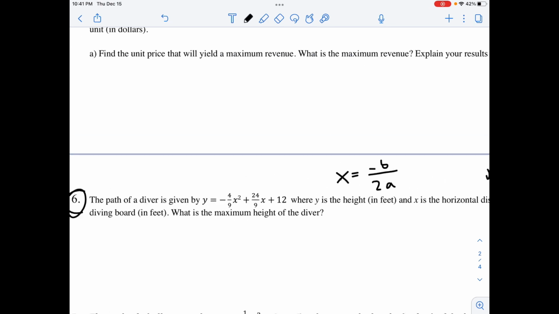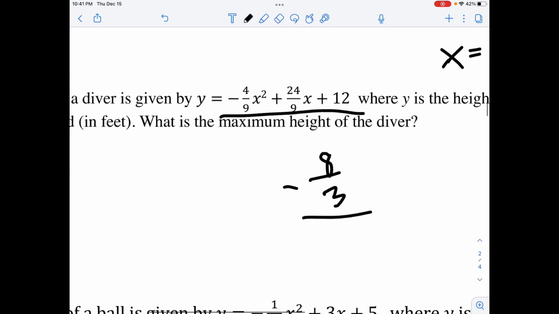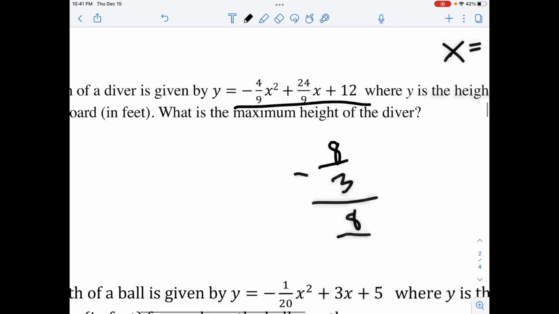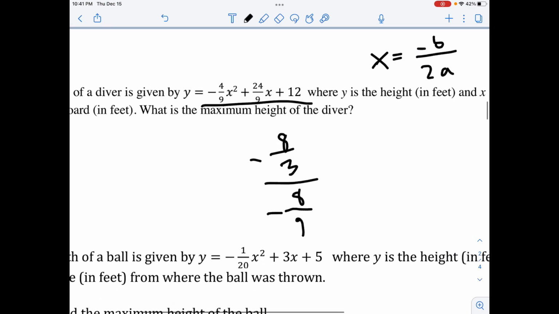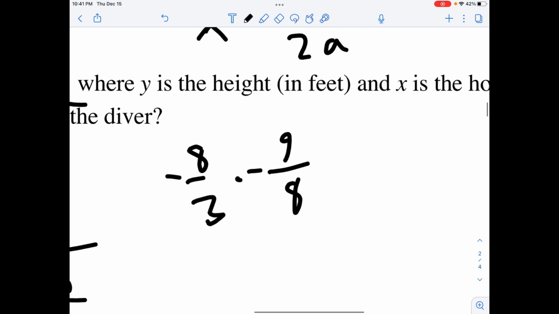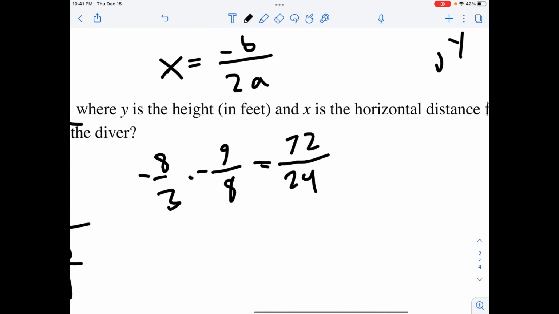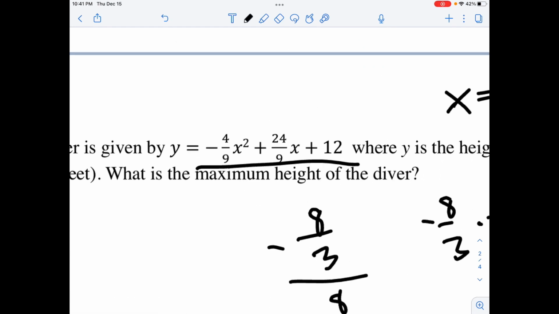So if we do negative b over 2a to this right here, I'll just simplify to 8 over 3. So negative 8 over 3 over, wait, yeah, 8 over 9, negative 8 over 9. So to this, we'll just go 8 over 3, and then we'll do reciprocal times negative 9 over 8, is 72 over 24, and it'll be 3. So we can put our x as 3.